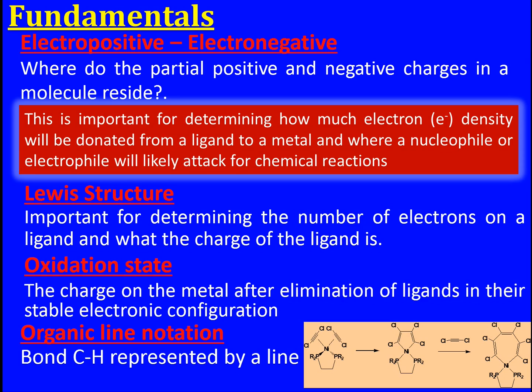Organic line notation: we prefer in organic chemistry to write the CH bond as a line, because we pass to complexes which are hexa-coordinated. So to draw the structure, it's easier to represent the CH bond by a line.